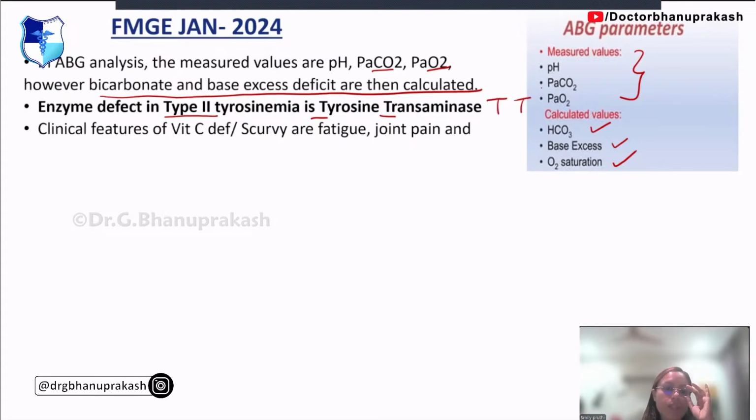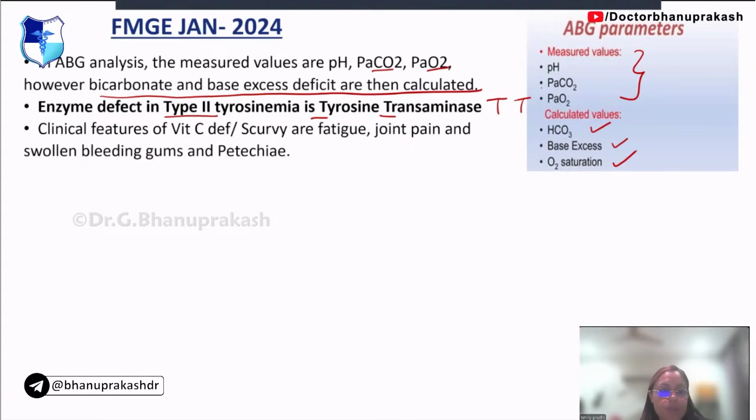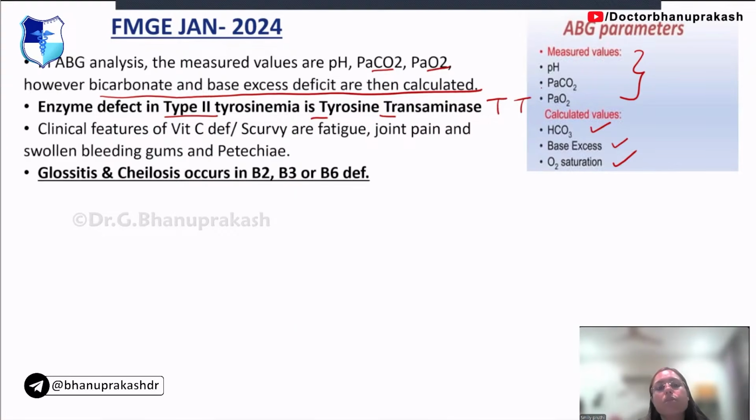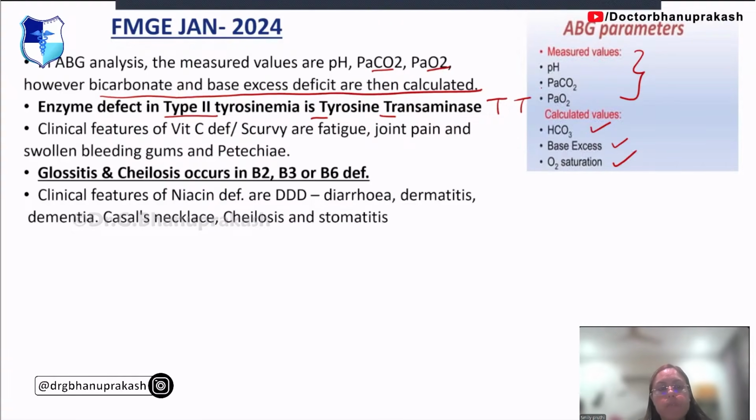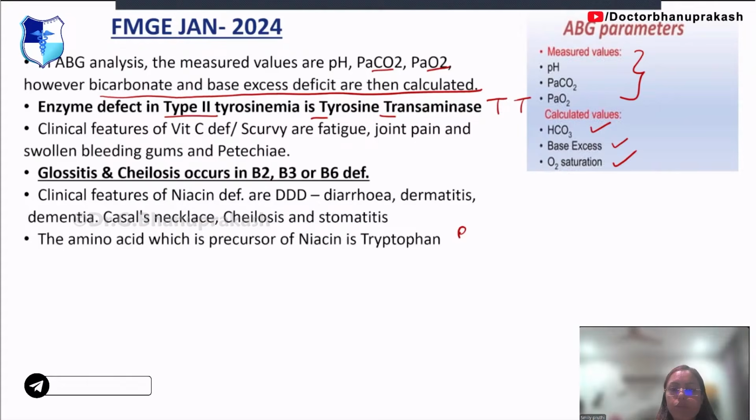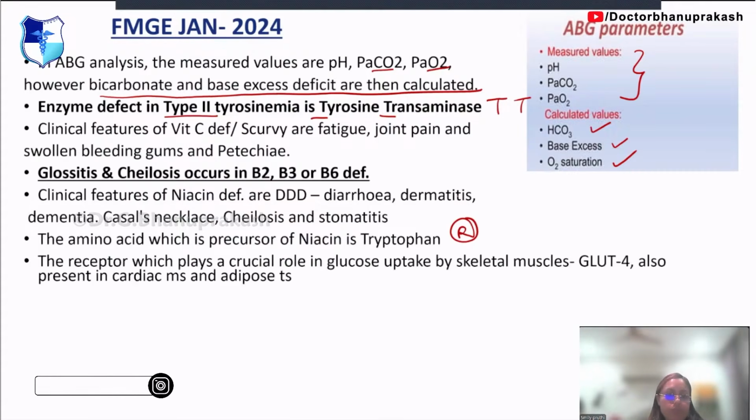Clinical features of vitamin C deficiency or scurvy are fatigue, joint pain, bleeding and swelling of gums, petechiae. Very easy, you all know scurvy. Glossitis and cheilosis occur in the deficiency of vitamin B2, B3 and B6. Clinical features of niacin deficiency, the D's. We have already done that. The amino acid which is the precursor of niacin is tryptophan. Again, a repeat question: the receptor which plays a crucial role in glucose uptake by skeletal muscle is GLUT4.